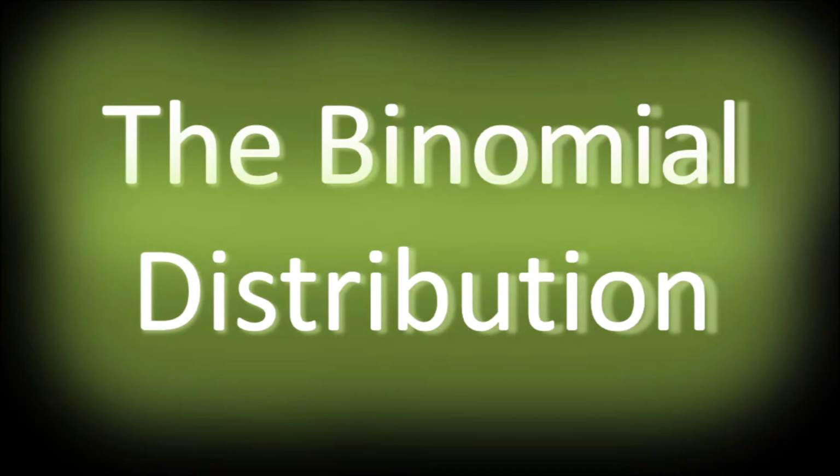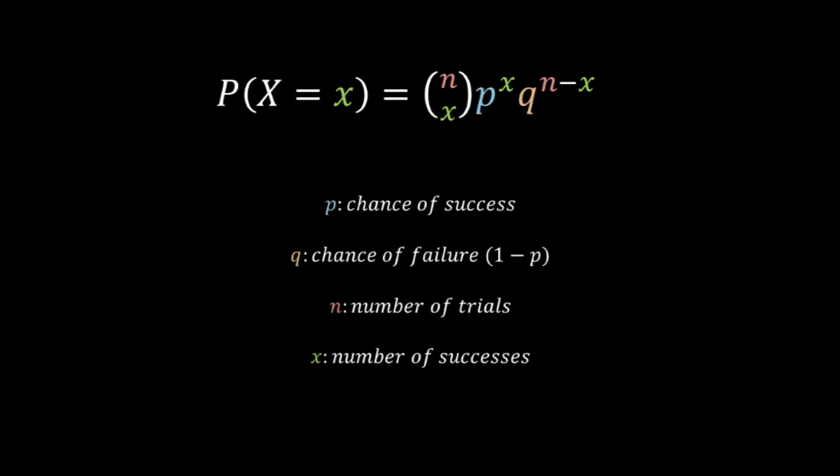This is in essence the binomial distribution, and it shows up a lot when dealing with how many times a specific event occurs in repeated trials. This is the formula for the distribution. Don't let the notation scare you.